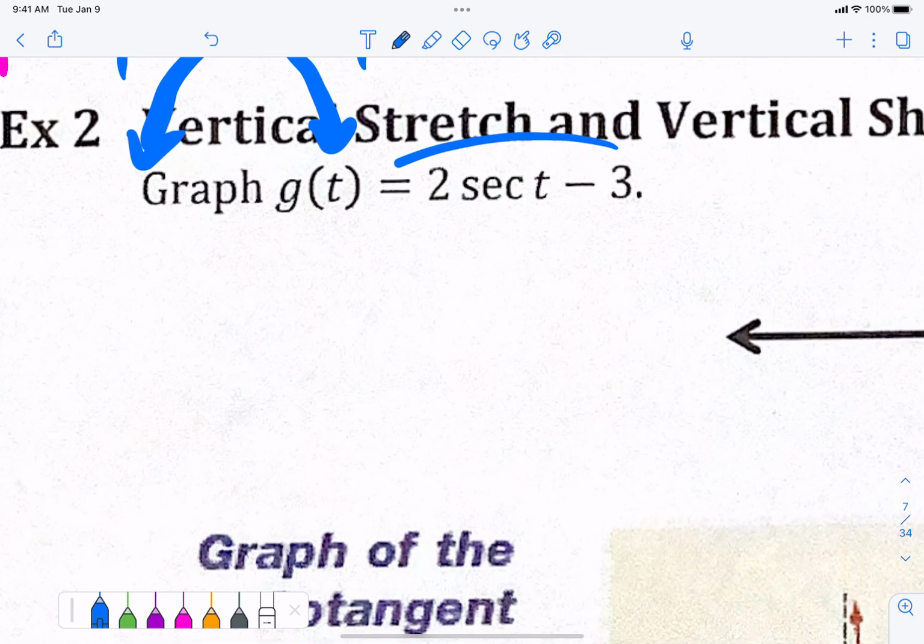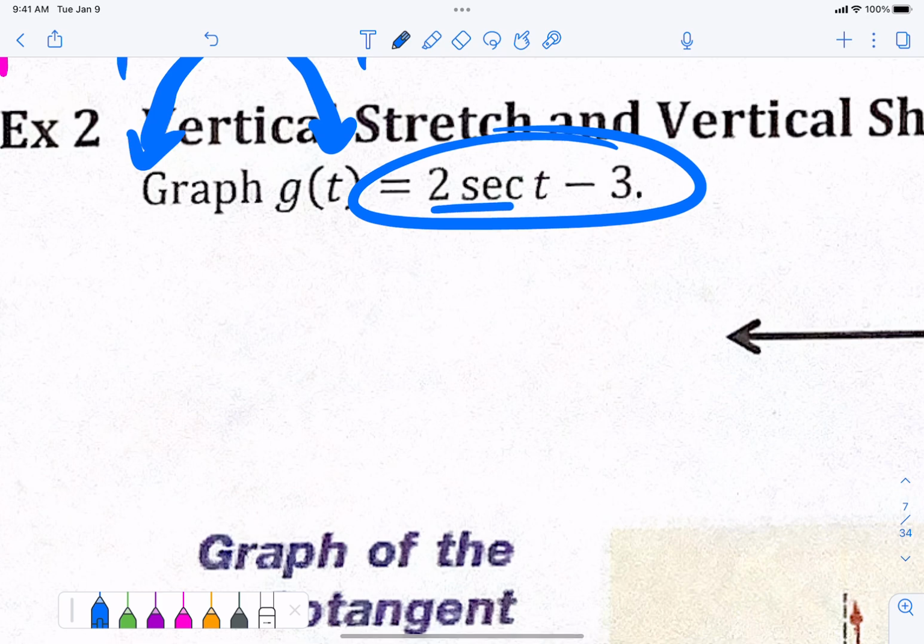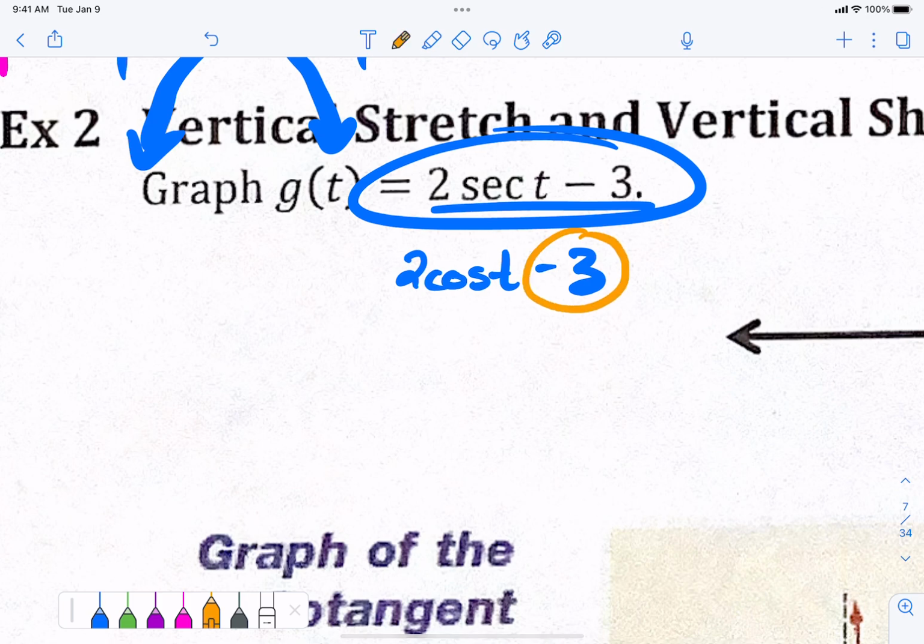Example 2. They have 2 numbers in here. Before we graph secant, we're going to graph cosine. So I'm going to change this, and this is the guy that we're going to graph first. Okay? All right, let's talk about what the -3 does. What does he do? Down 3. All right? Let's talk about what the 2 does.